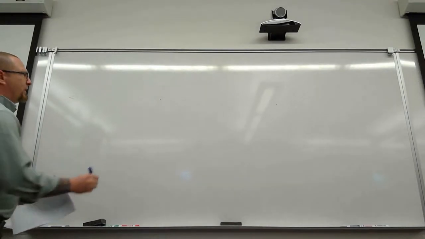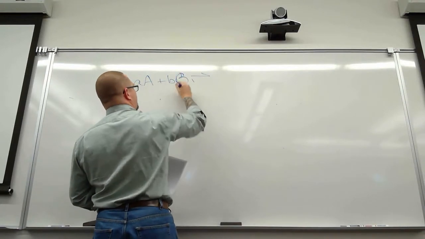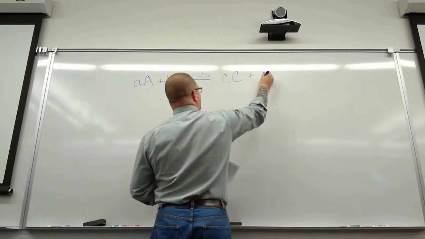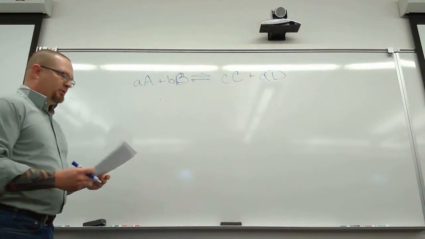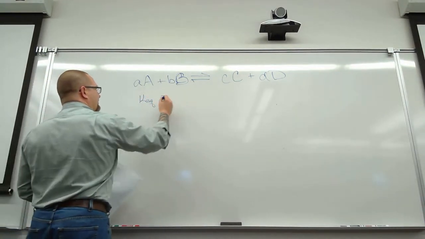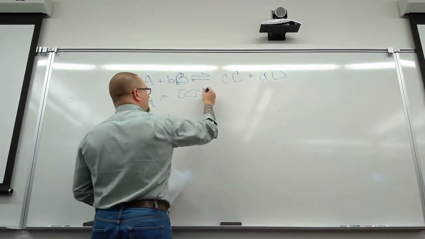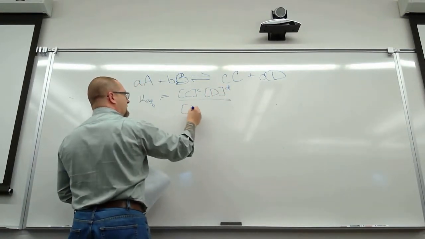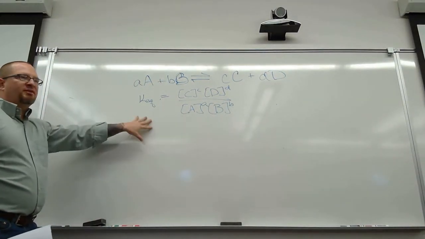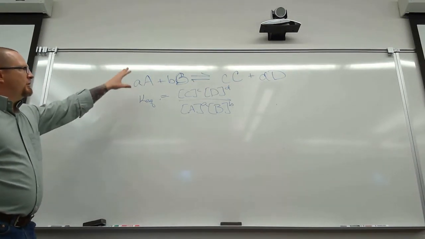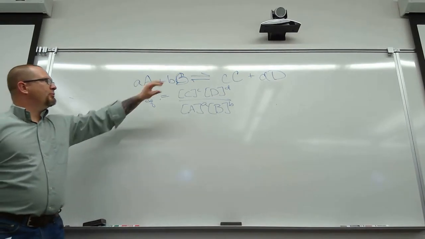Let's see here. So for any generalizable reaction, A plus B is an equilibria forming C plus D. We can describe what's happening with this equilibrium system by going to an equilibrium constant. So the equilibrium expression for any generalizable reaction is products over reactants. So the concentration of C to the c power times concentration of D to the d power over reactant A and reactant B. What this is just an expression of is the ratio of products to reactants.